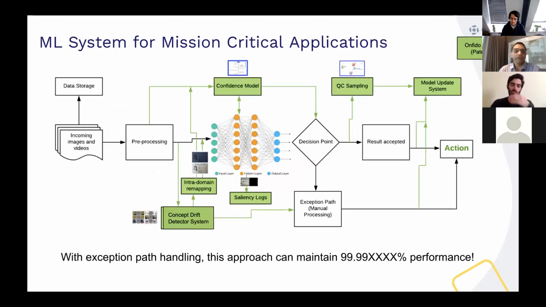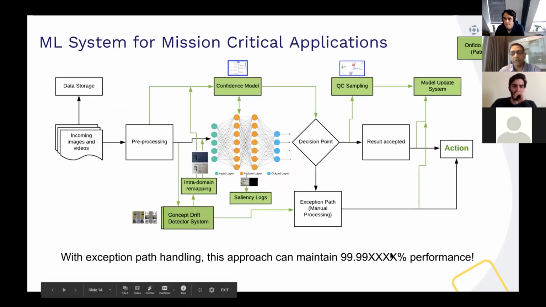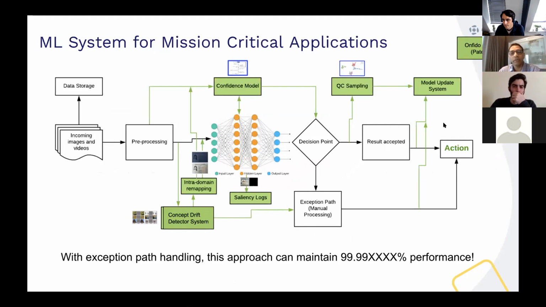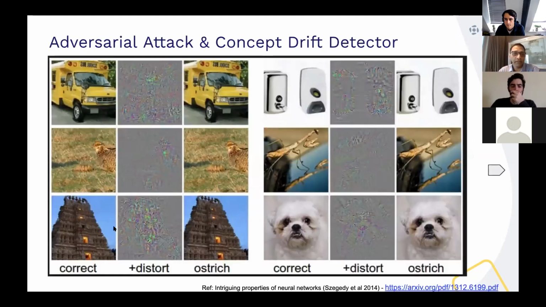Here the green boxes are one instance of how you can build a machine learning based system for a mission critical application that is capable of these really high performance numbers, so 4 nines, 5 nines after the decimal point. There are 6 additional components that we propose in this particular ML system. As soon as your data comes in after you pre-process, you want to send it through a concept drift detector system. So I'm going to take you through adversarial attack detection and concept drift detection, okay?